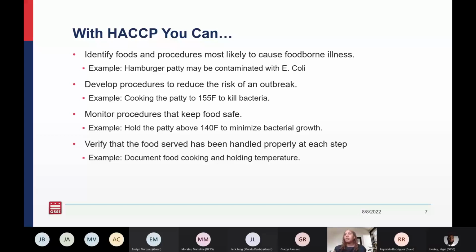And lastly, we can use HACCP to verify that the food served has been handled properly at each step. Again, an example of this is making sure that we document the food cooking and the holding temperature for the hamburger patty at each step.